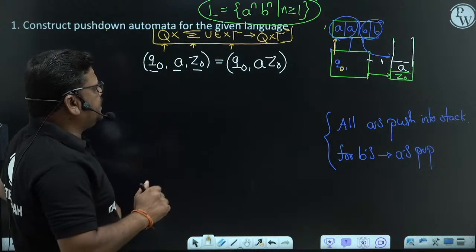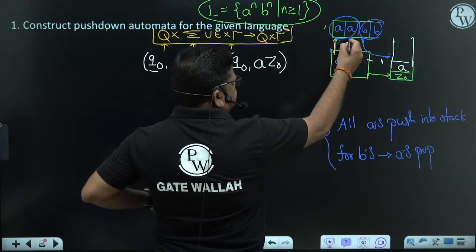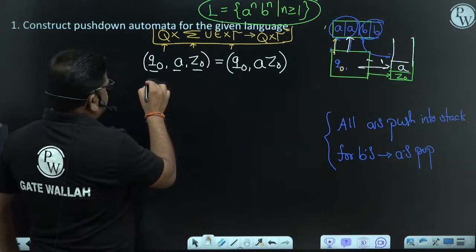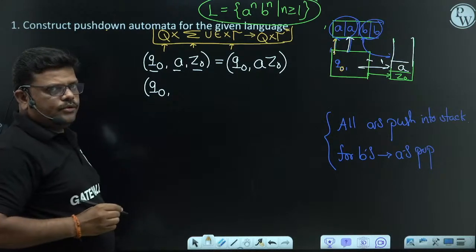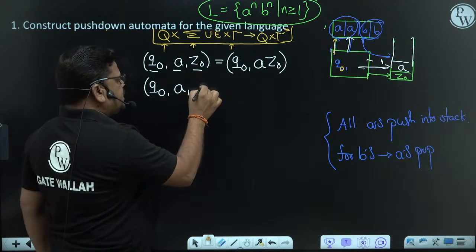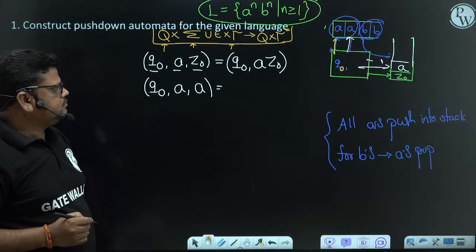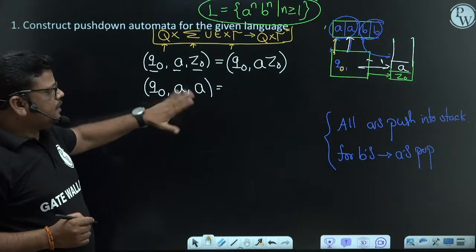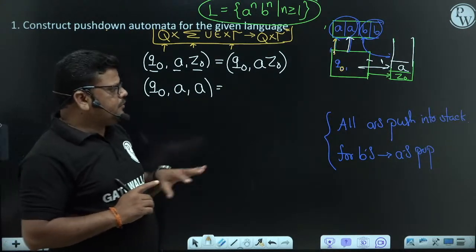Next, we are in state Q0. Our reading symbol is A. Now the top of the stack is A. So now the configuration of the machine is: state is Q0, my reading symbol is A, top of the stack is also A. This is the machine configuration. Left hand side is the configuration of the machine. Right hand side is what operation we have to do. So then we have to go for the logic.